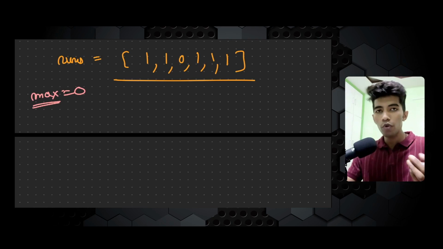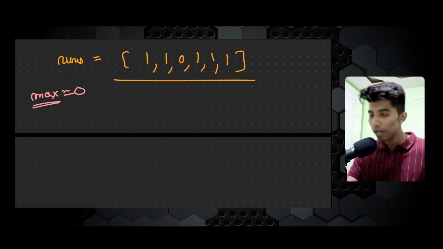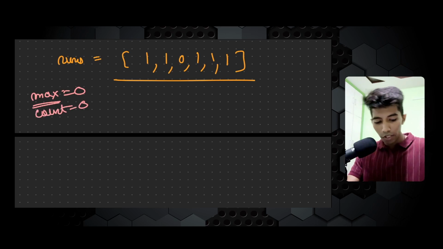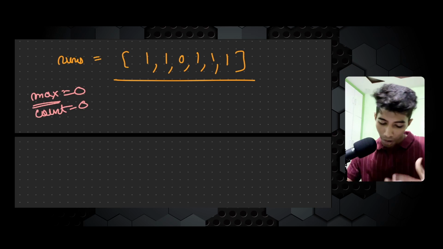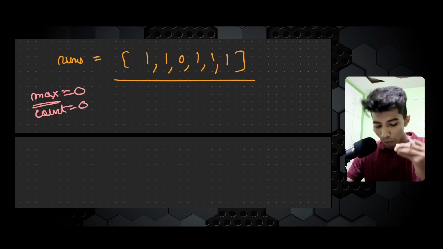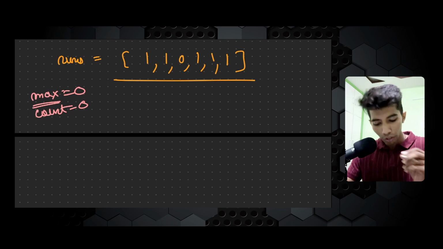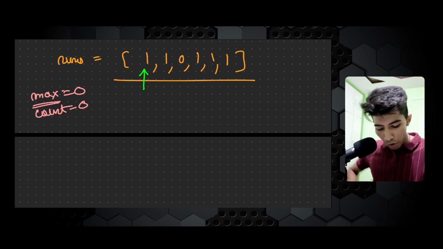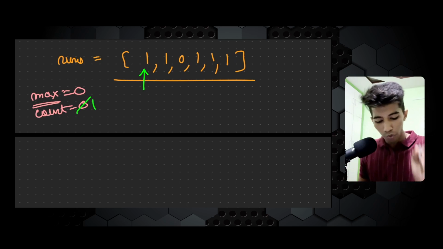Now we will have to maintain the count here. I have written the count as 0 because right now I haven't started the count yet. So now we will just go like this. We are on the 1, so we will increment the count to 1.